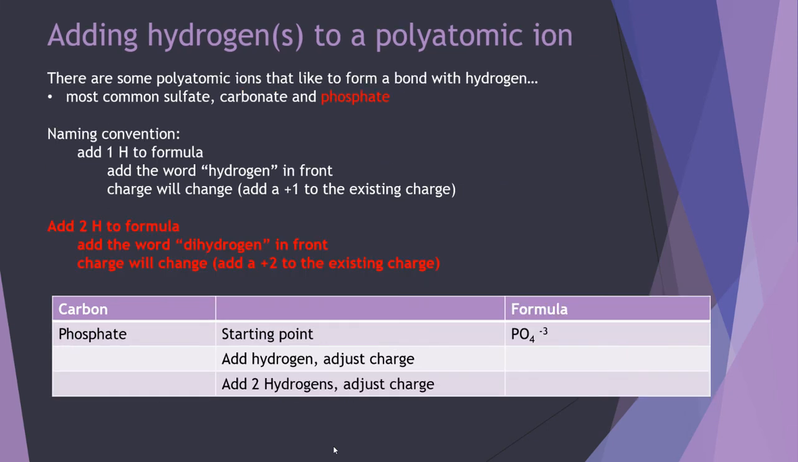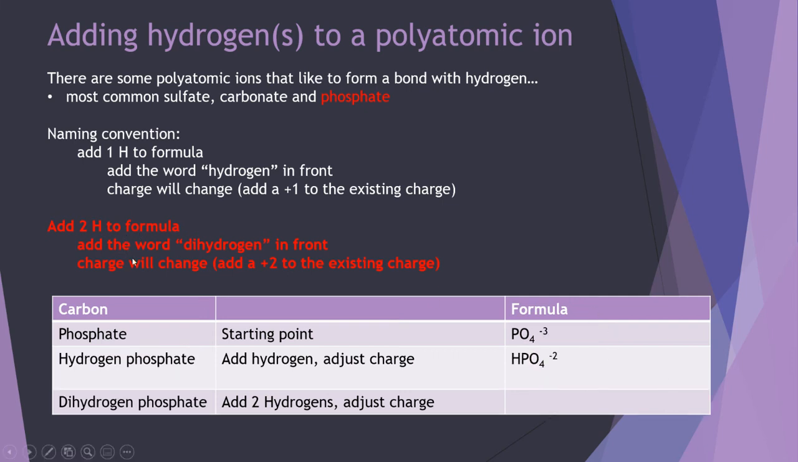So phosphate is the other example. Phosphate likes to add one hydrogen, but it can also add a second hydrogen. For the first hydrogen, you're following the exact same rules. So it becomes hydrogen phosphate, HPO4. And since it's a -3 here, we add a +1. So it's now going to become a -2.